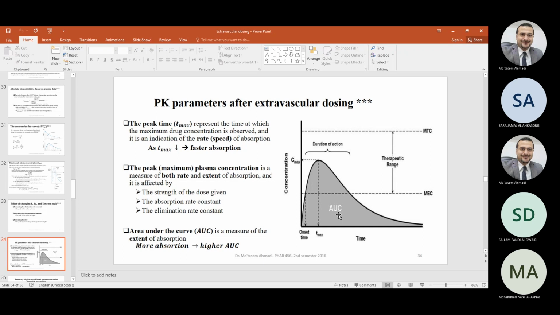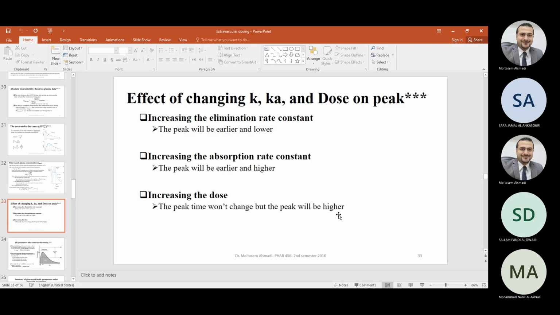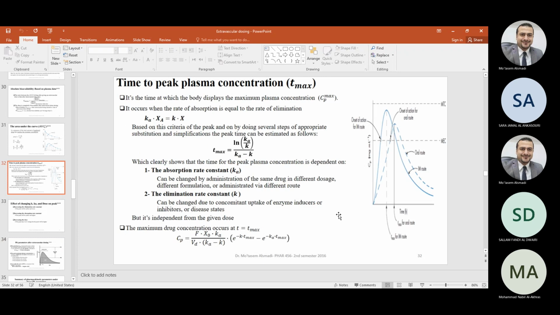It's both. It's the rate and the extent. As we mentioned before, if you have a faster absorption, Cp max will be higher, right? So it's a measure of the rate. And what about the extent? If you have a higher bioavailability, go back to the equation, which is a measure of the extent. If you have a larger value of F, then you will have a higher Cp max.